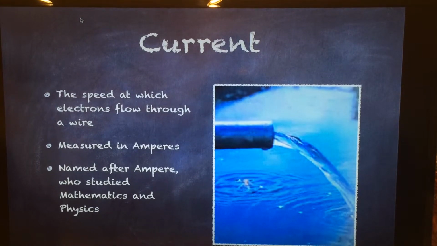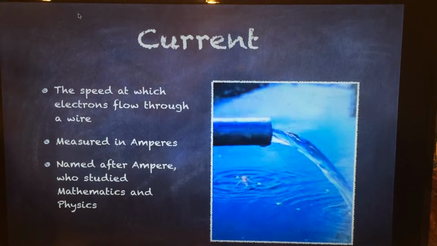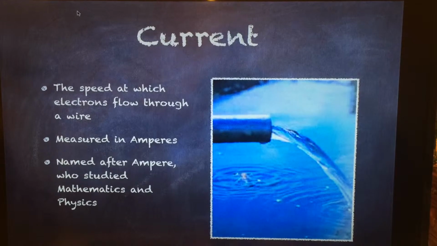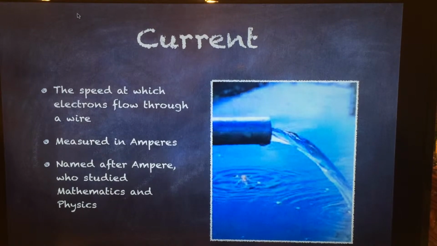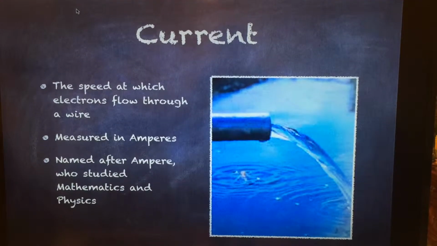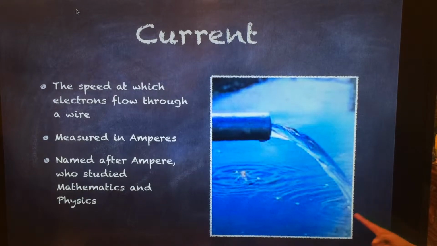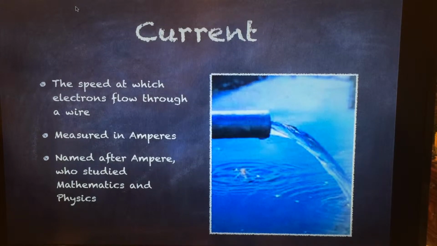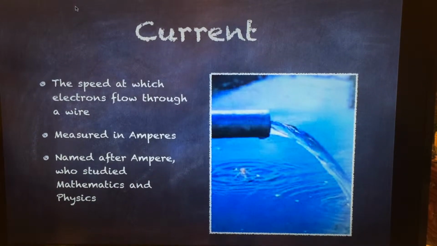Now, let's talk about the specifics. So, current is the way in which we measure the speed at which electrons flow through a wire. Current is measured in amperes and is named after Ampere, who was a French scientist that studied both mathematics and physics. Let's think about current in terms of water flowing through a pipe. In this example, the current would be the speed at which the water is coming out from the pipe. Here it seems to be relatively slow.